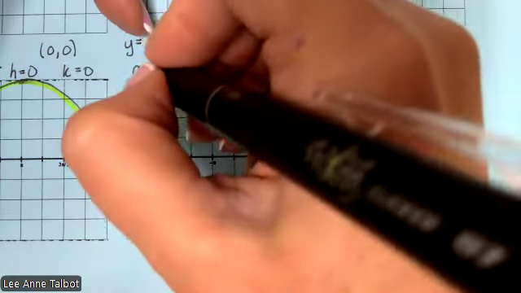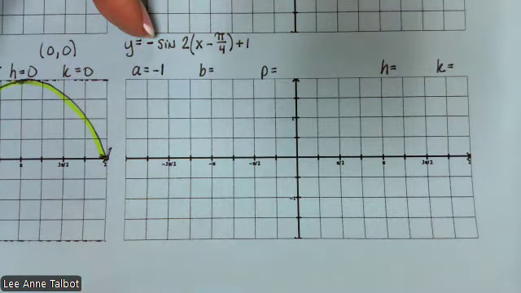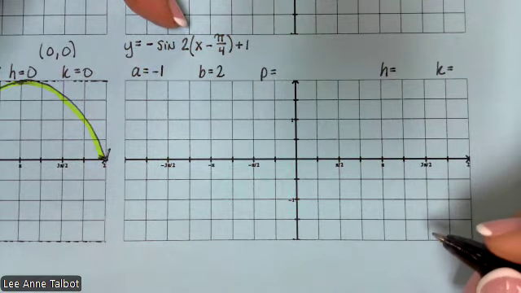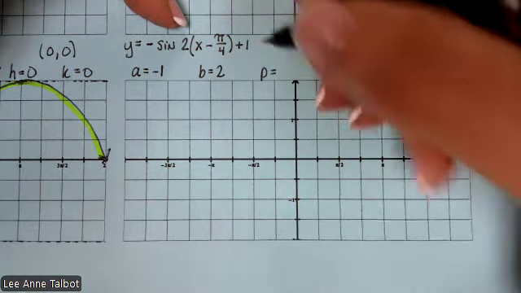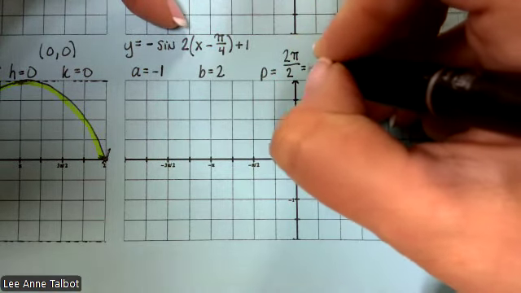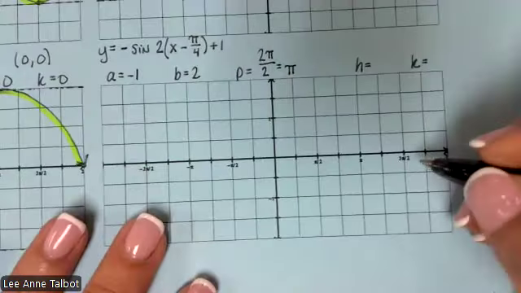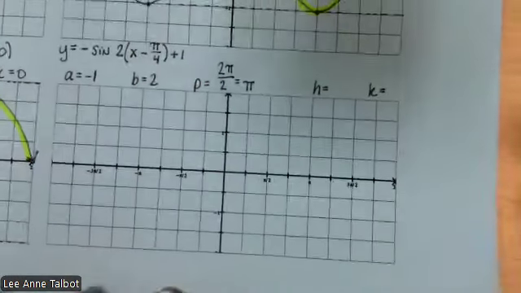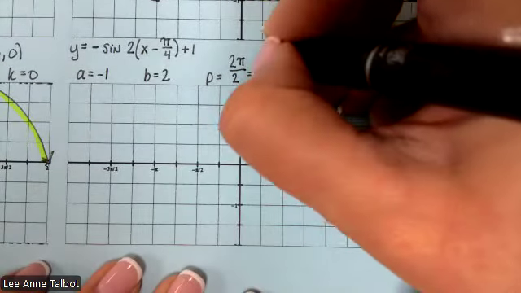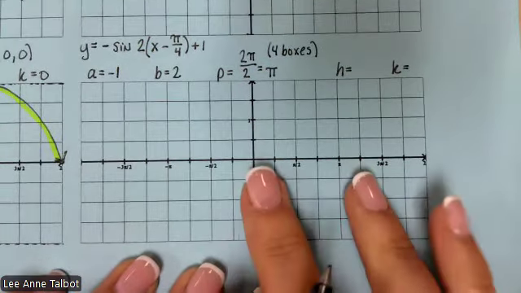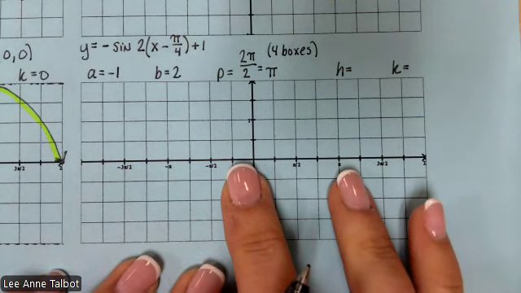A is in the front. Can everyone tell that A is -1? Okay. B is in front of the parentheses. That's 2. The period is 2 pi divided by B, which is pi. Can you guys tell me on this graph paper how many boxes pi is? 4. Everybody see that pi is 4 boxes? See where I got that from? It's from here, the start to here.